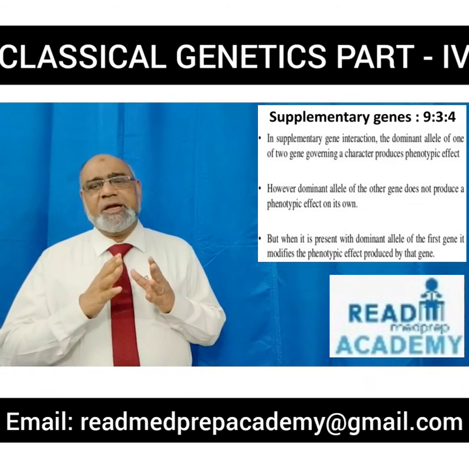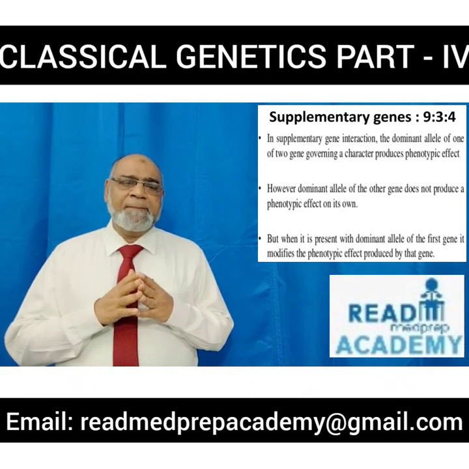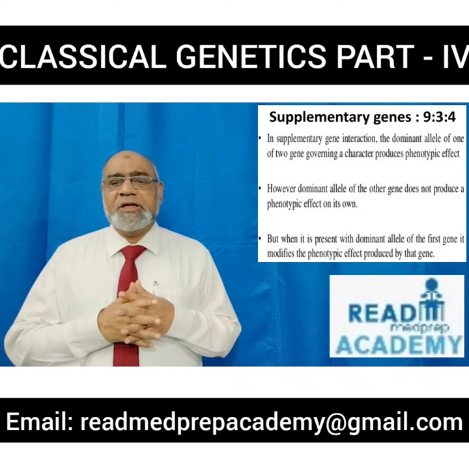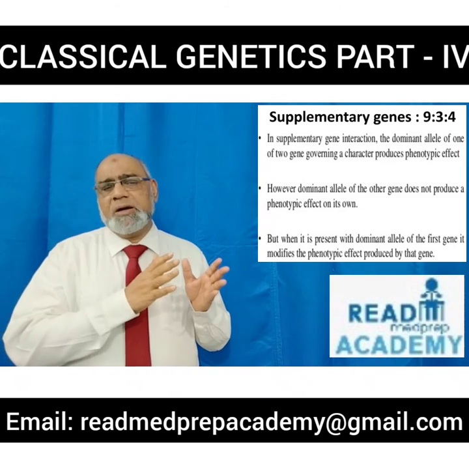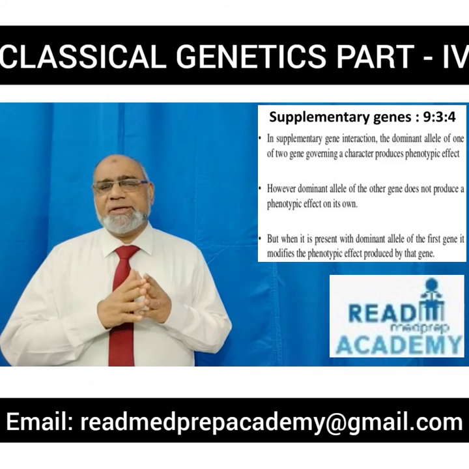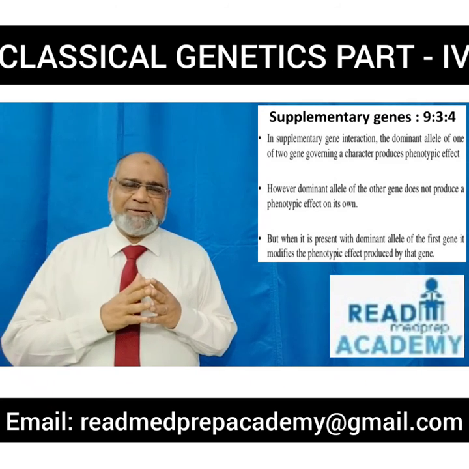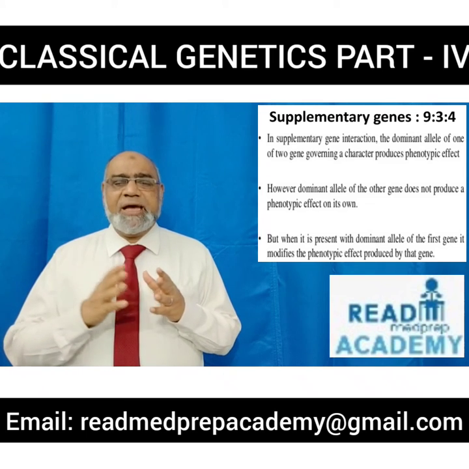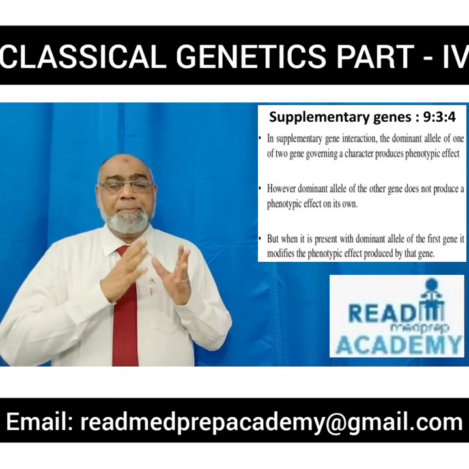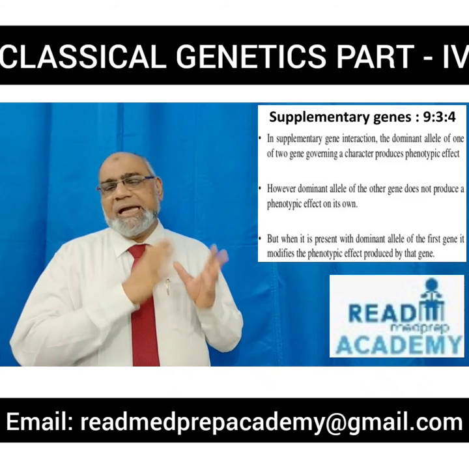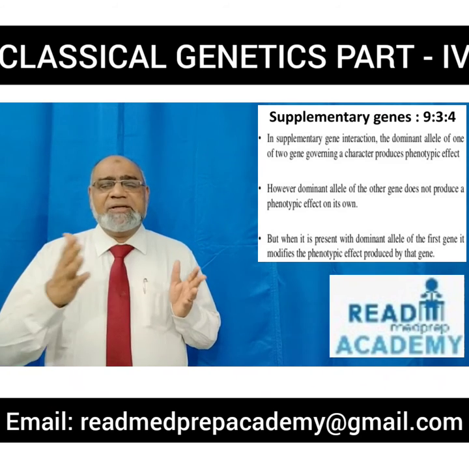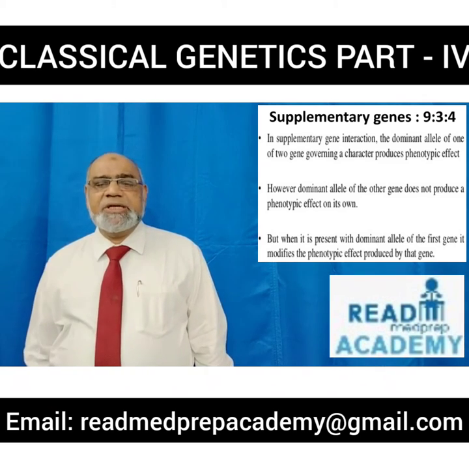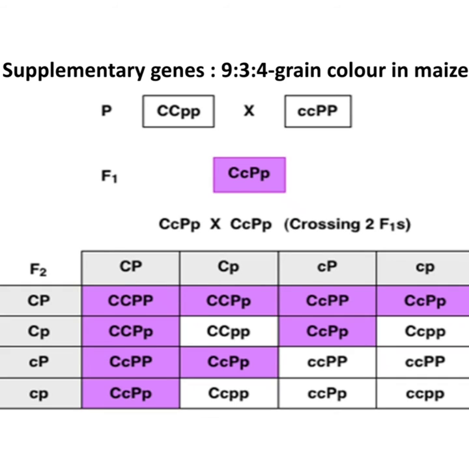The ratio obtained is 9:3:4. In supplementary gene interaction, the dominant allele of one of the two genes governing a character produces a phenotypic effect. However, the dominant allele of the other gene does not produce a phenotypic effect on its own. But when it is present with the dominant allele of the first gene, it modifies the phenotypic effect produced by that gene. Here in this image, you can see the checkerboard.